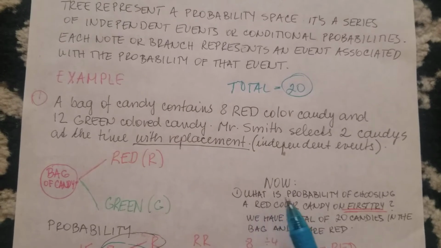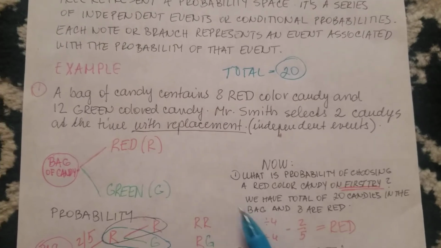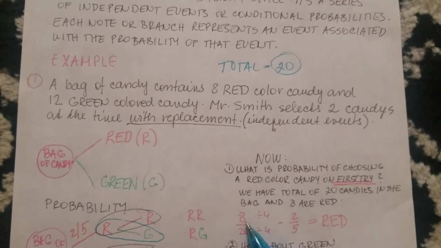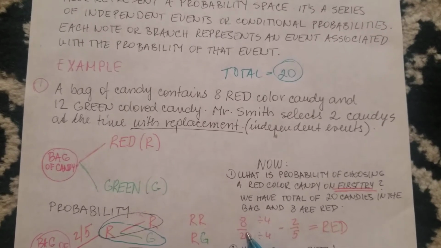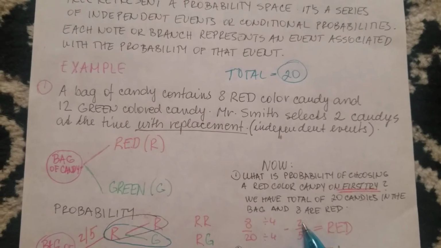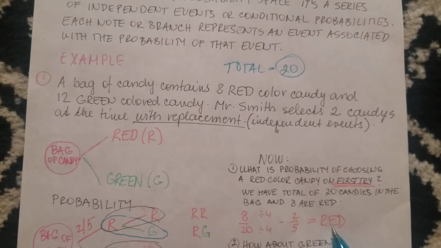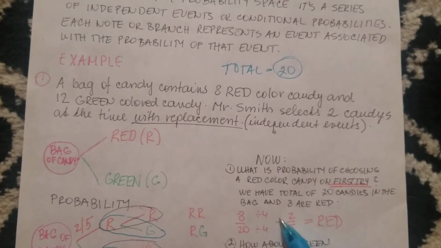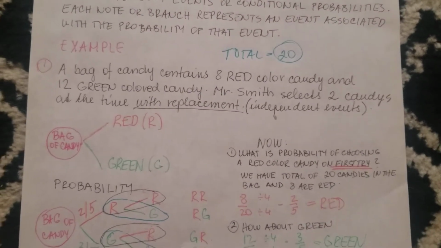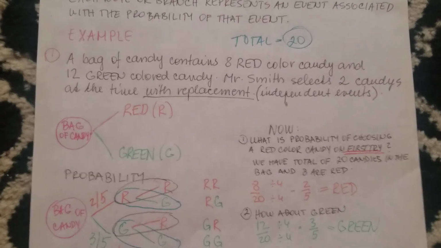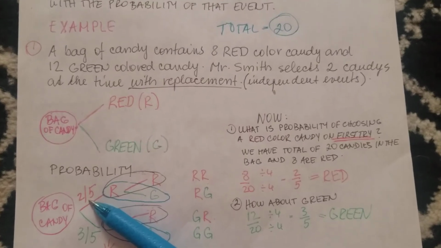Now, we know that we have a total of 20, as we said, and we have 8 red. So 8 over 20, which is 8 red over 20, the total. We can simplify that to 2 over 5 of red candy. So we have a probability of picking the red candy of 2 over 5. We can just write it down here. So the first try is 2/5.